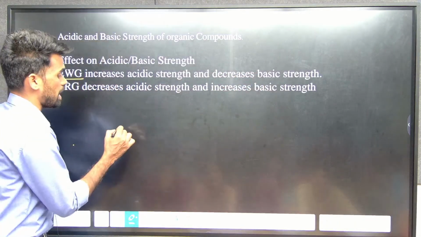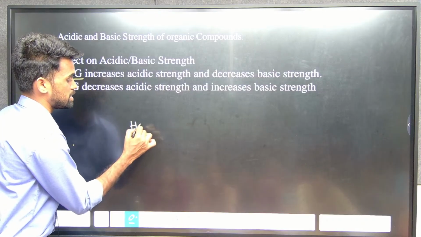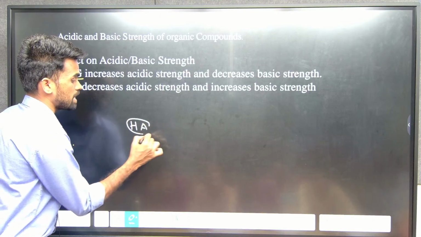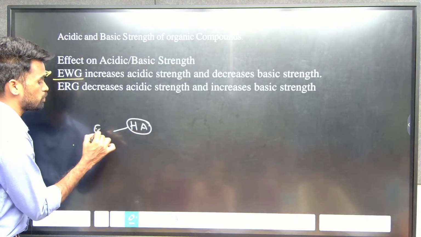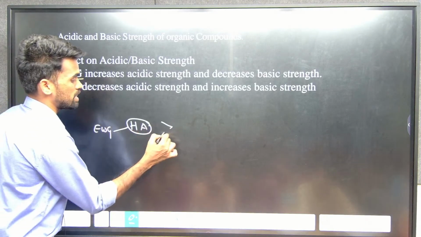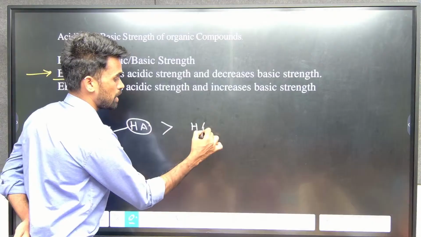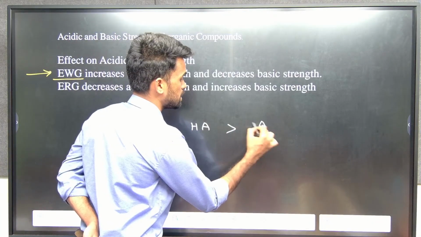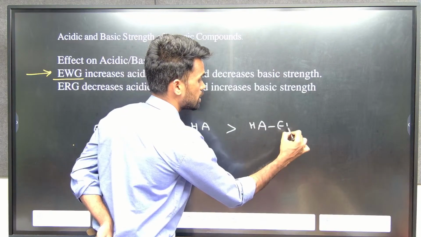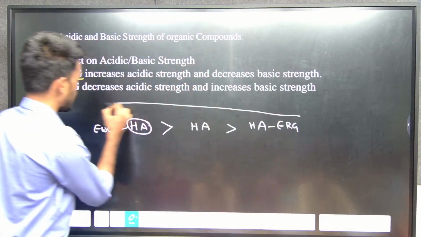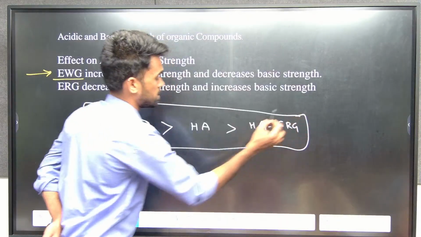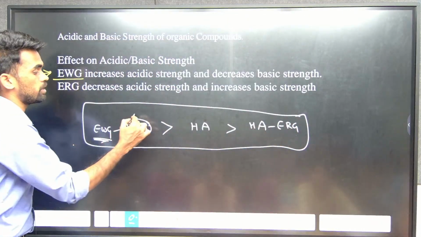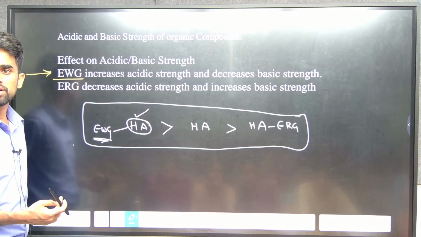It means for an organic acid, for example HA is an organic acid, if any electron withdrawing group is there, that will be more acidic when I compare it with the simple organic acid, or with the organic acid which contains an electron releasing group. So this is the acidic nature order. Which is more acidic here? The electron withdrawing group containing organic acid is more acidic.